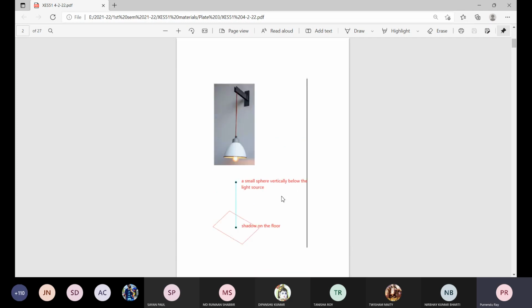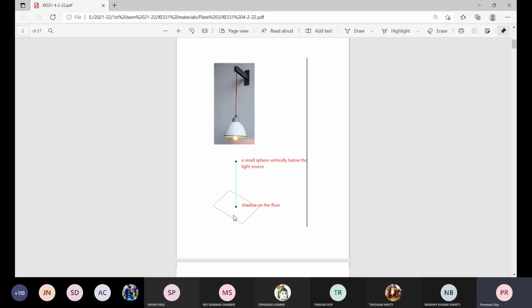Okay, do you find any blank screen, blank page there? Yes, sir. Okay. Just to recapitulate, sir, just try to remember, this was the shadow of a small sphere which is placed vertically below, directly below this light source, and on the floor we get a circular shadow here.